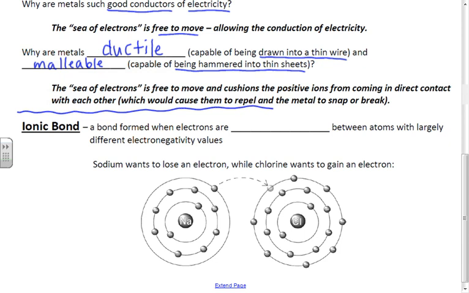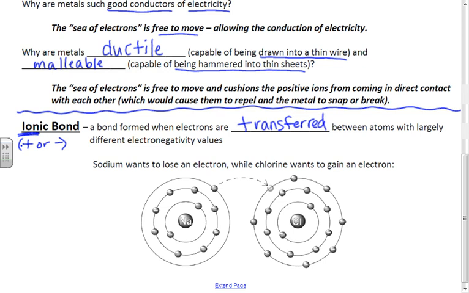Our next type of bonding is ionic bonding. And again, we can look at the name and figure out what it's talking about. It's talking about ions, those things that are charged. It can either be positive or negatively charged. And for an ionic bond, we're going to have one of each. It's a bond formed when electrons are transferred between atoms with largely different electronegativity values.